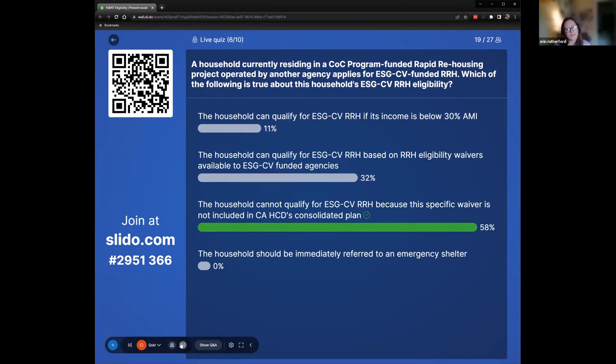Interesting though, no one picked the other option that I thought was potentially a viable option. But yes, I think the majority of us got right. The household cannot qualify for ESG CV rapid rehousing because this was one of the things that I told you to ignore, because this waiver for expanded rapid rehousing eligibility is not part of HCD's CON plan. Very good. All right, let's have a look at what's up next.